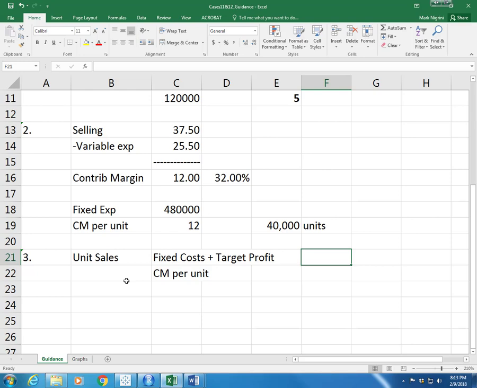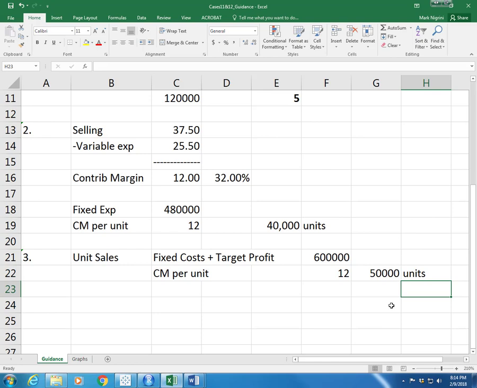So fixed costs, 480,000, but I don't just want to make nothing, I actually want to make a profit here of 120,000. Contribution margin is 12, and when I do this division, I can see what it's going to be. It's going to be 50,000 units.